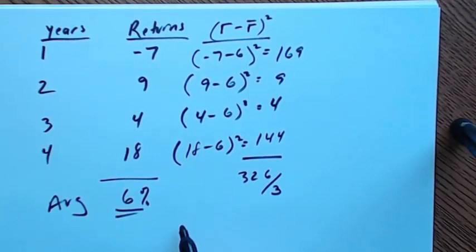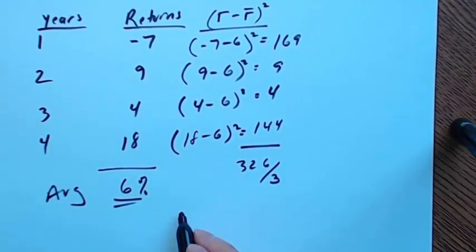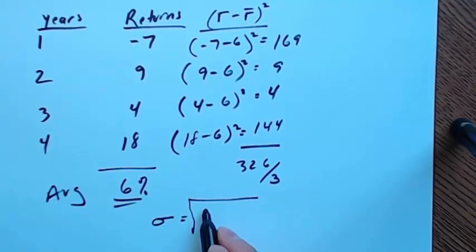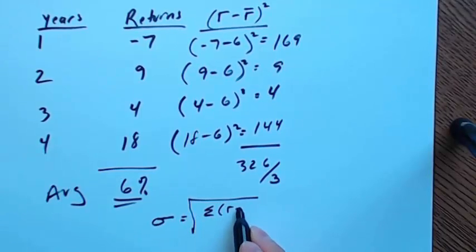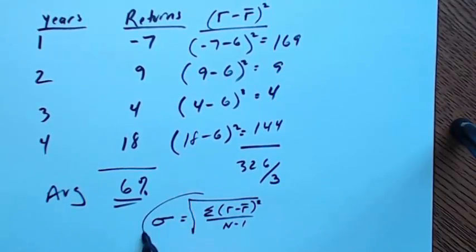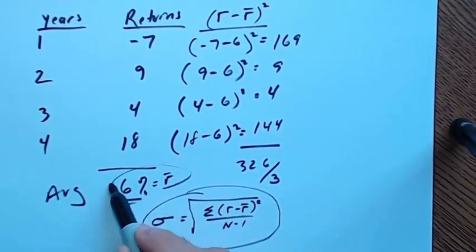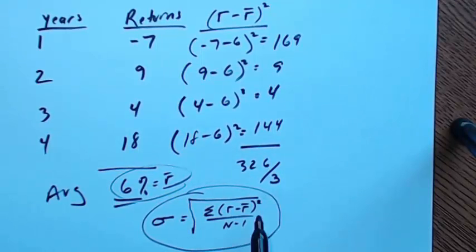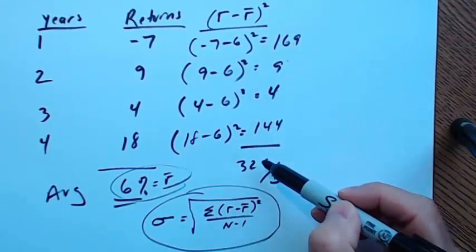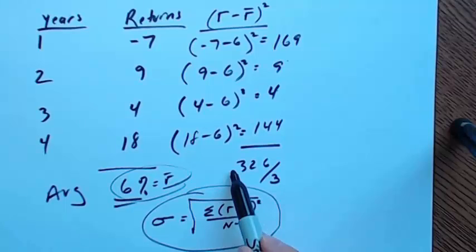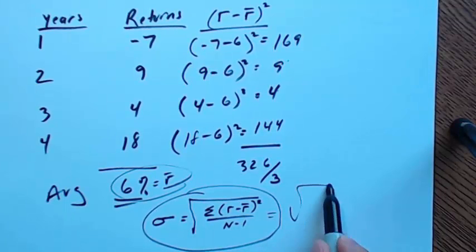Now, the overall formula for this, by the way, is sigma equals the square root of the sum of the returns from the mean squared divided by n minus 1. So this is the formula I'm calculating. And so I calculated this to be R bar right here. Okay? And now what I did was I calculated the deviations. You see that? And that's what I just did. Calculated, and I summed them up. So here's the sum. Okay? And so this is the square root of 326 divided by 3.